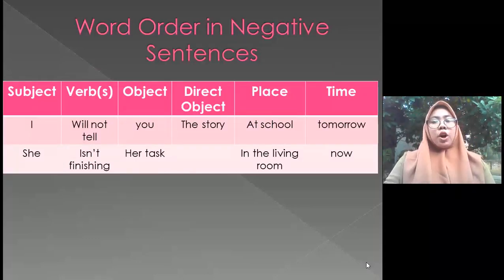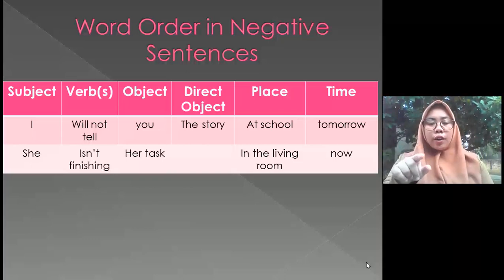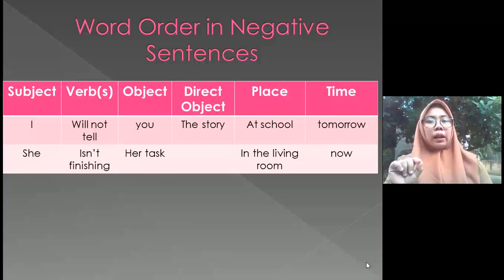The next one is about the negative sentence. I think it's easy for you. Just put the word not after to be, or after auxiliary verb, or after modal, and before the verb. Let's see. I will not tell you the story at school tomorrow. That's the correct negative. We can use the word not for the negative sentence.